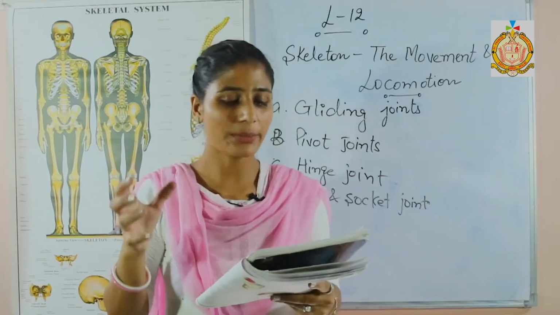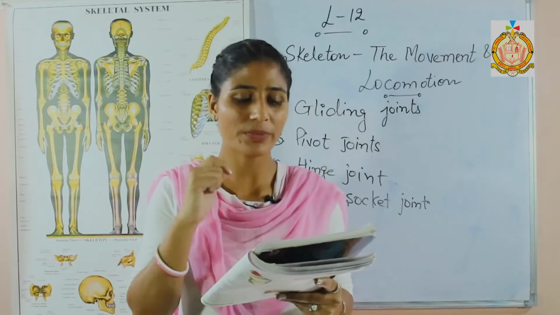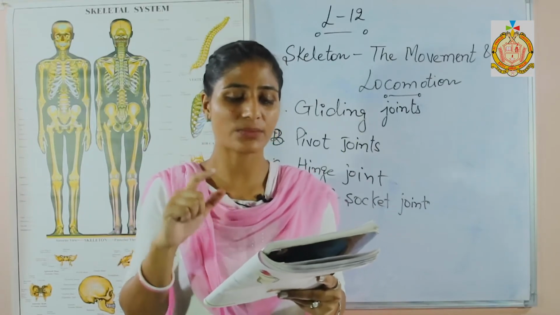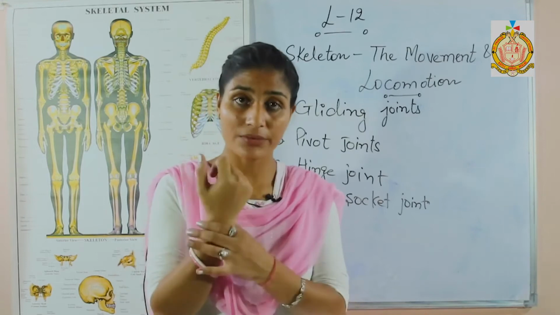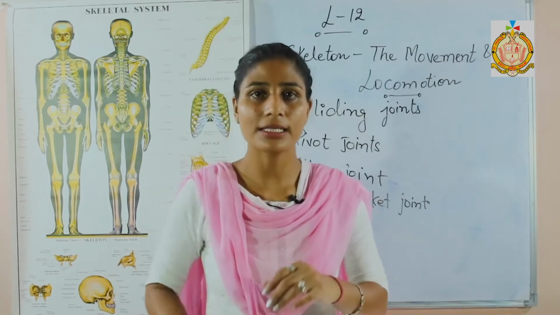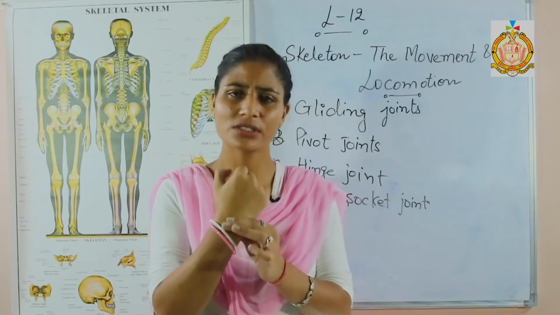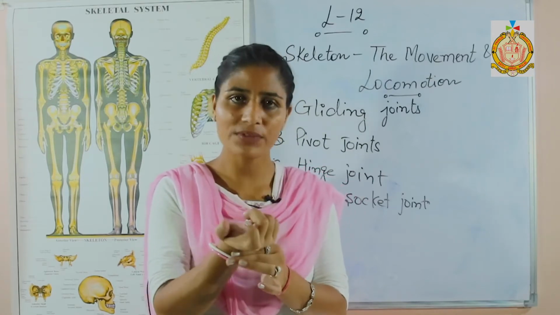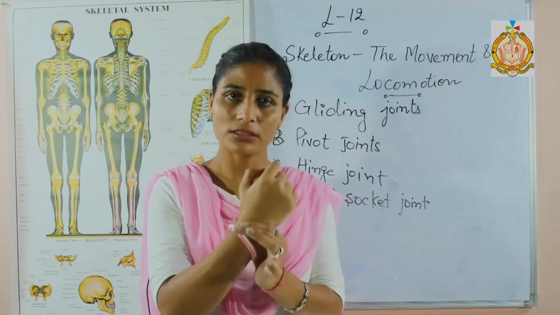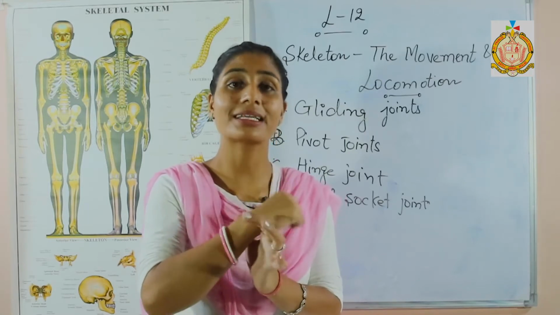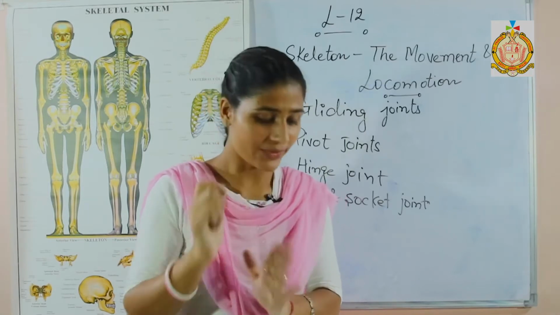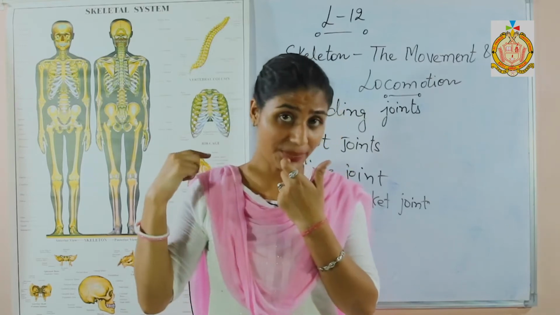Gliding joints occur between the bones of the wrist, between the bones of the ankle, as well as between the vertebrae. They are present in the wrist and in the ankles because we are able to move our wrist according to our wish, up to an extent, a degree. So these are known as gliding joints: the wrist and ankle ones, and between the vertebrae.